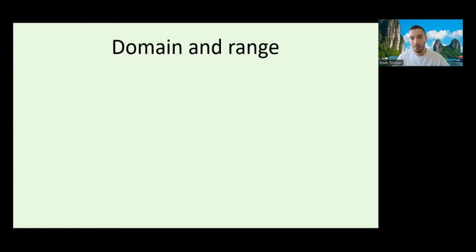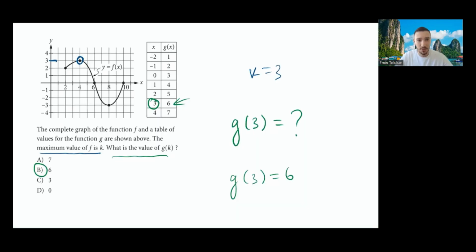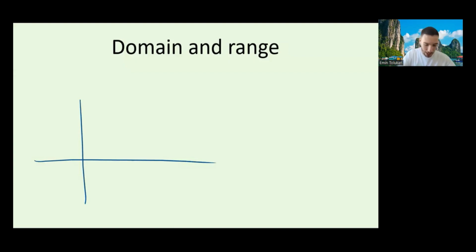Now let's talk about the domain and the range of different functions. What is the domain and what is the range? So let's plot a random function like the one that we have seen in the previous question. For example, this one was pretty good, so I'm going to actually plot that function approximately, okay? It's not going to be the same function, but I'm going to plot that approximately.